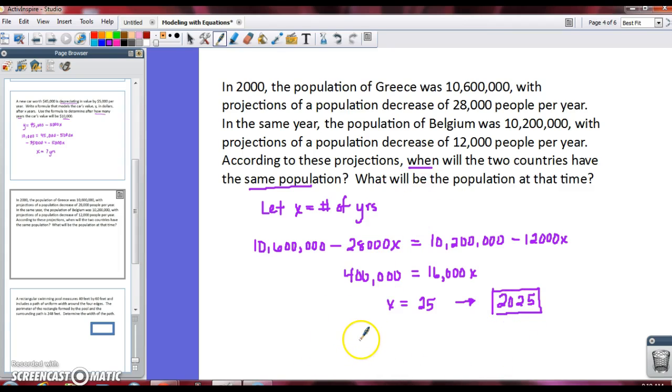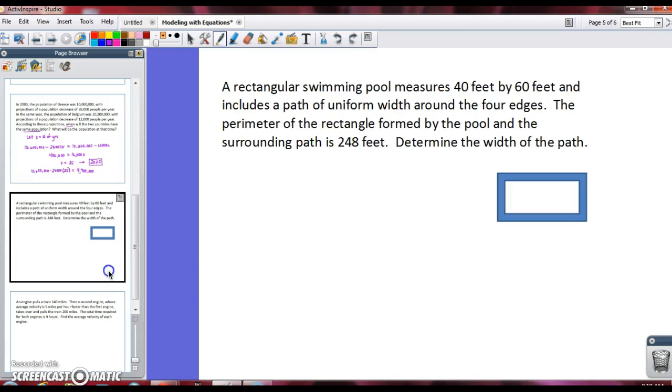The second question here asks, what will the population be at that time? Well, that's, again, very straightforward. You can choose either part of the equation to solve in, but all you're going to do is substitute 25 in for x, and when you solve that, you get 9.9 million or 9,900,000. So again, everything is written right in the problem. You just have to make sure you decipher it one step at a time.